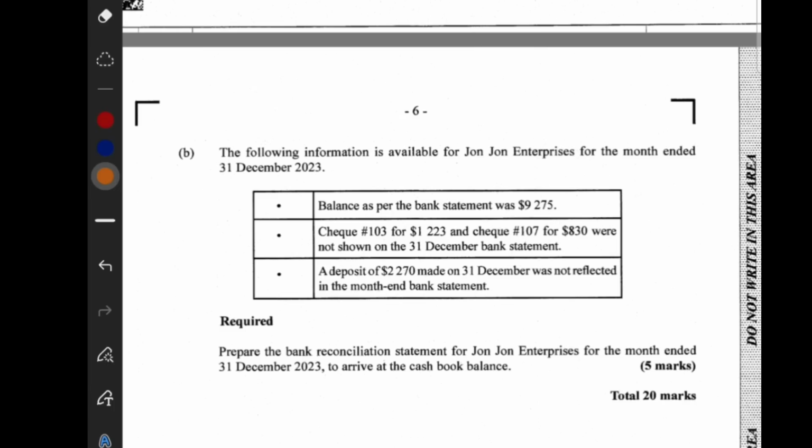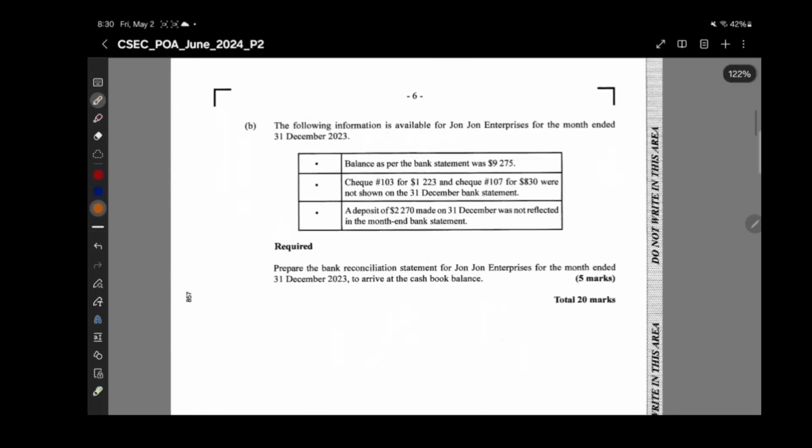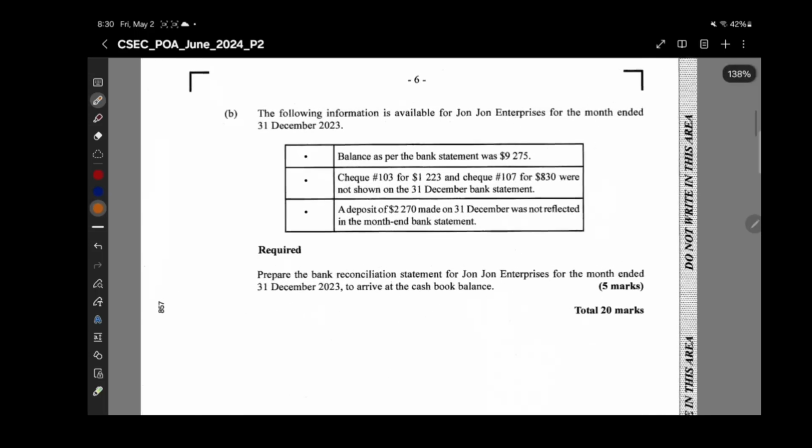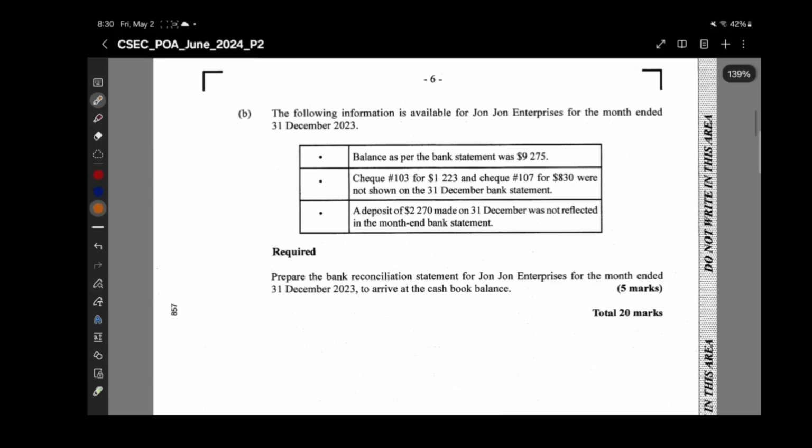This is for 50 marks, and now we have another piece for 5 marks. Alright, so for this part here, you're going to look at the required piece of information rather than reading everything once again. Prepare the bank reconciliation statement for John Enterprises for the month ended 31st December 2023 to arrive at the cash book balance. They did not give us a cash book balance for us to correspond, so we'll make do with whatever information is present.